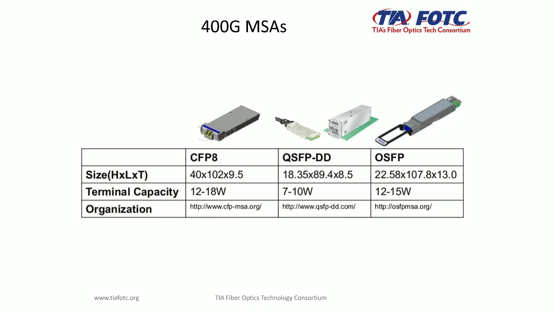Just a relative comparison of the 3 form factors for 200, 400, and potentially 800 gig in terms of their power consumption, in terms of their relative size. These are all active MSAs supported by multiple module and equipment manufacturers.